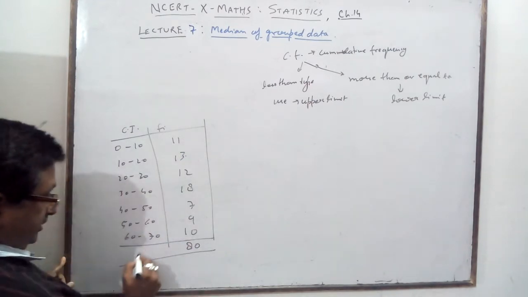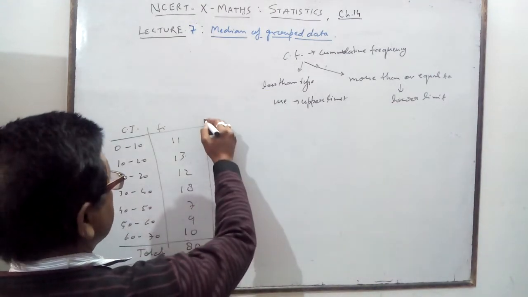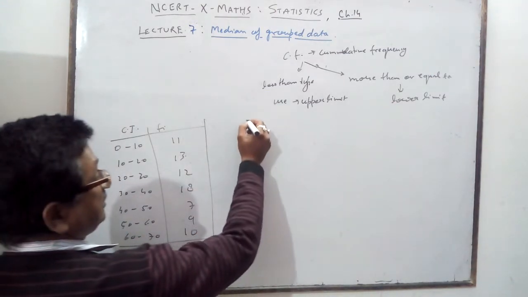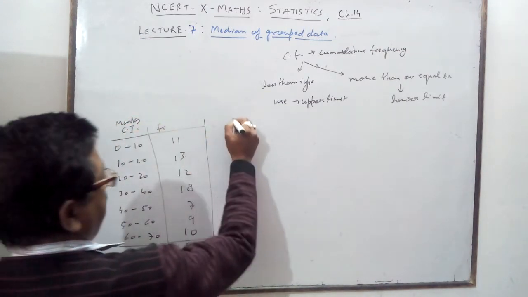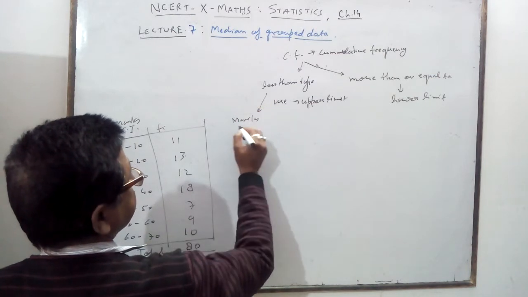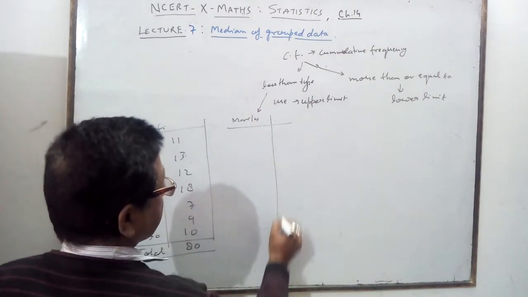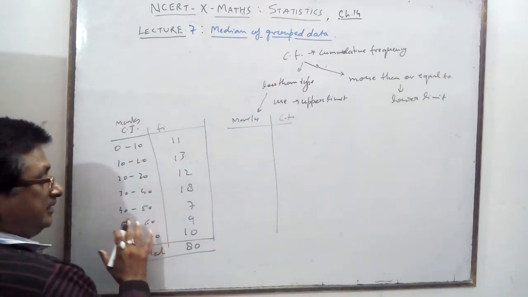80. It is given total. You want the less than type frequency distribution table. Then the class interval means, suppose it is marks given. So marks will be, it is a first type, less than type. Marks and the cumulative frequency, CF.